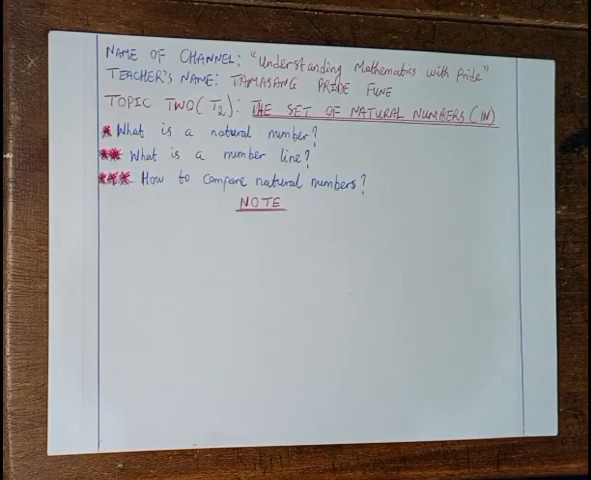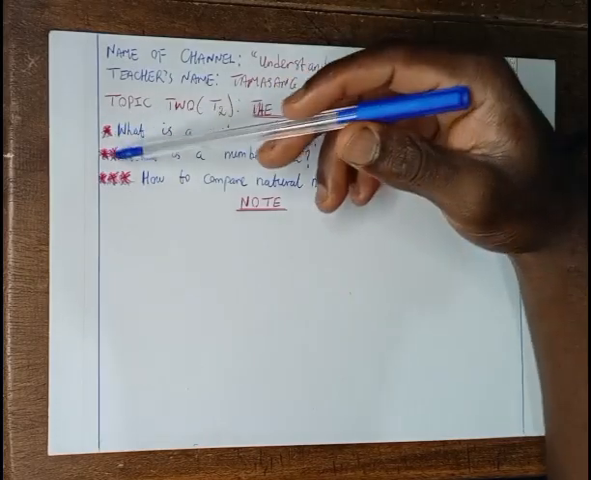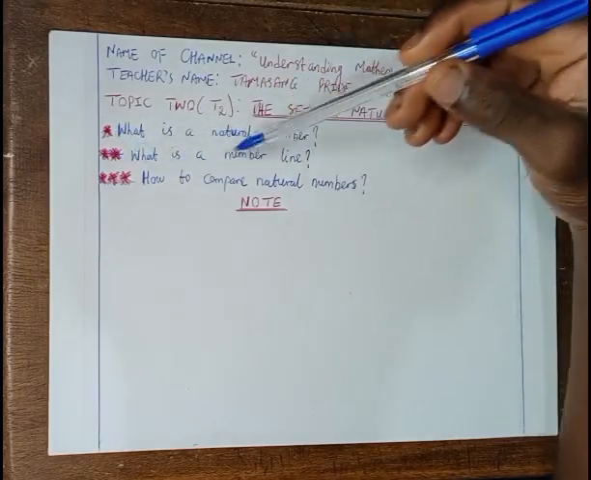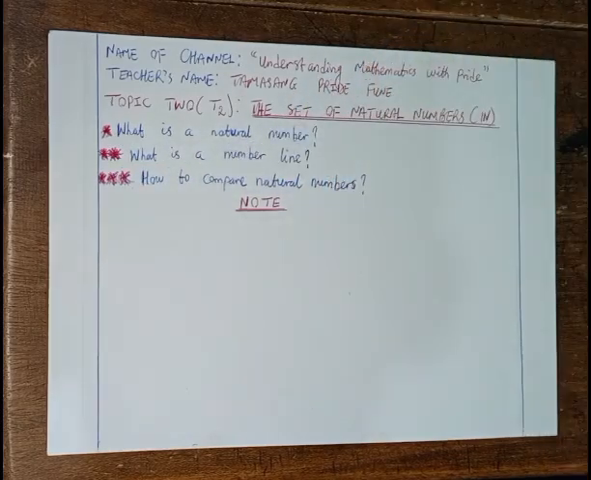So after this lesson, I believe each and every one of you watching will be able to answer the following questions. The first one says, what is a natural number? It is the first star. The second star, 2 star, says, what is a number line? Then 3 star, how to compare natural numbers.